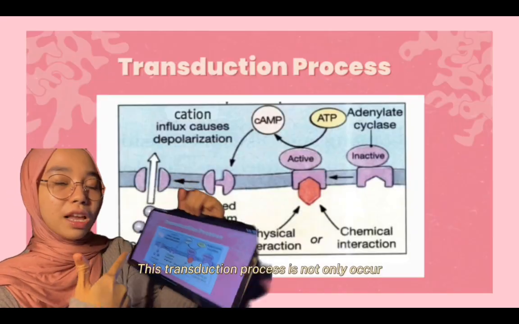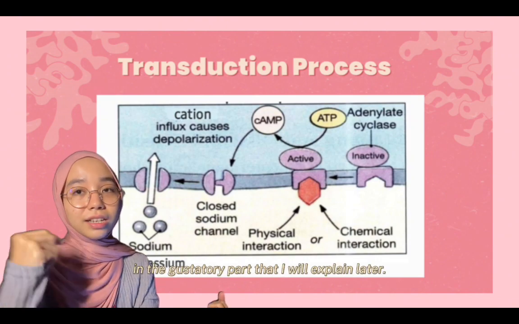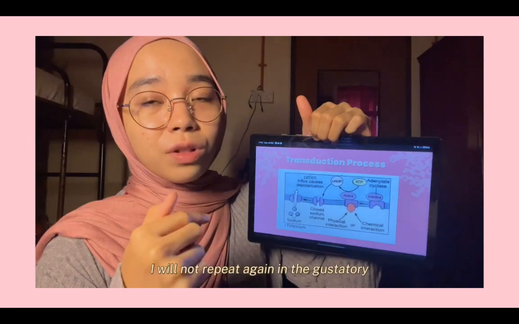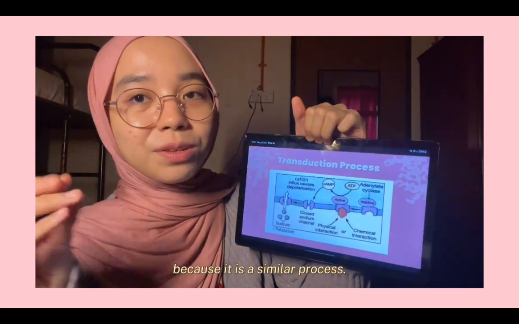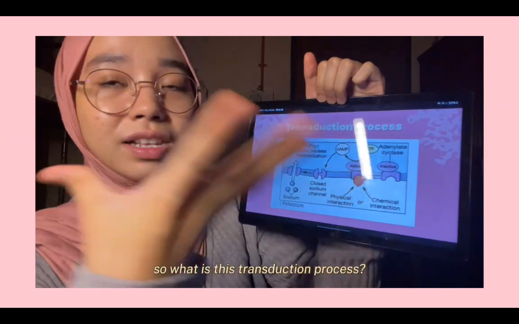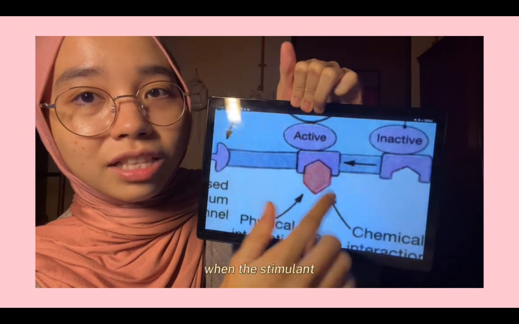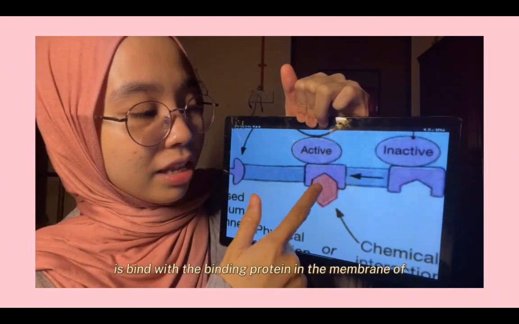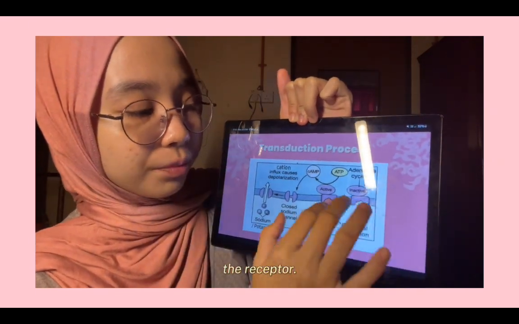This transduction process does not only occur in the olfactory, but also in the gustatory part that I will explain later. But I will not repeat this transduction process again in the gustatory because it is a similar process. So, what is this transduction process? It occurs when the stimulant, which is the odor or the tastant, binds with the binding protein in the membrane of the receptor.